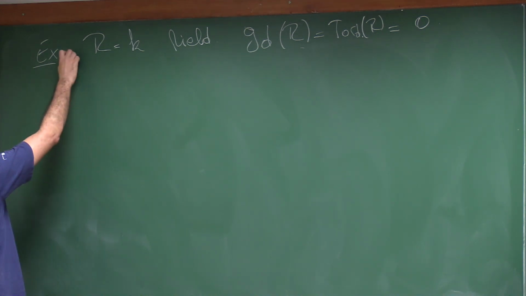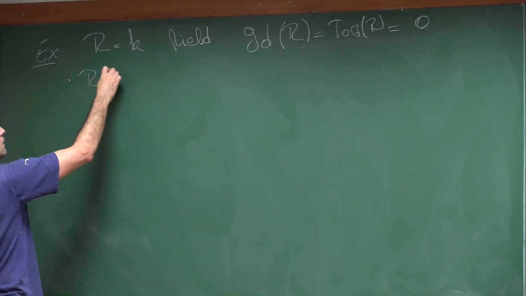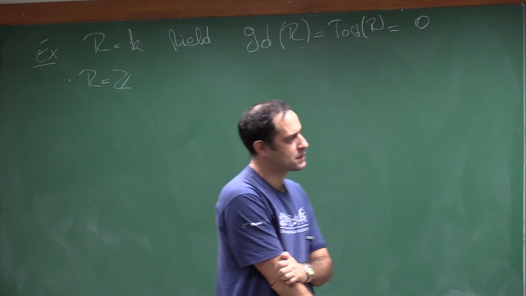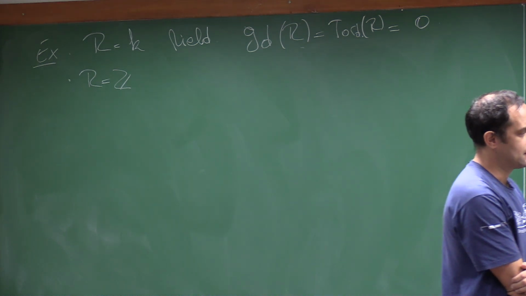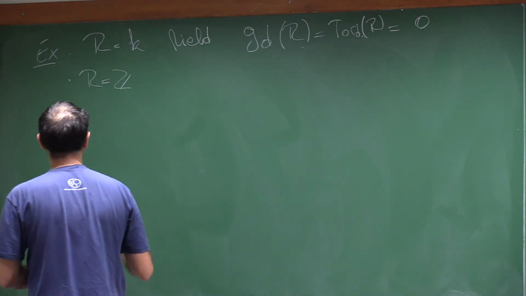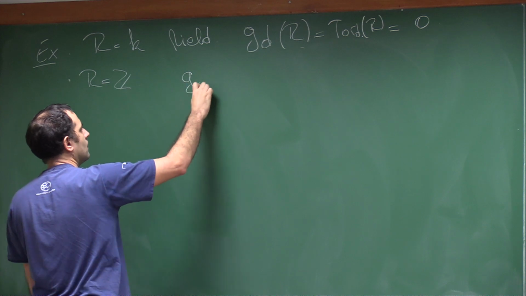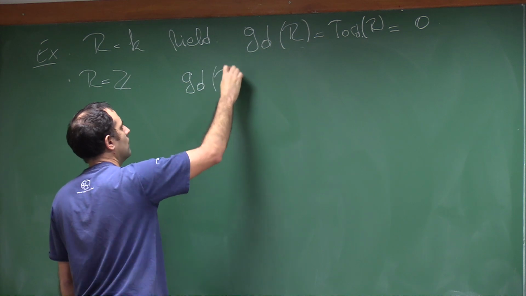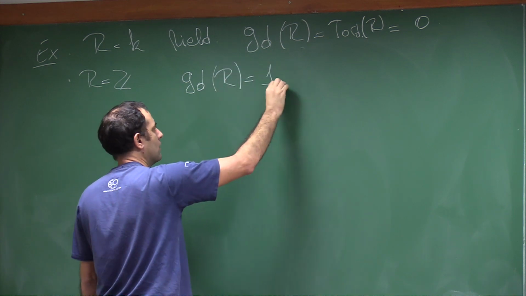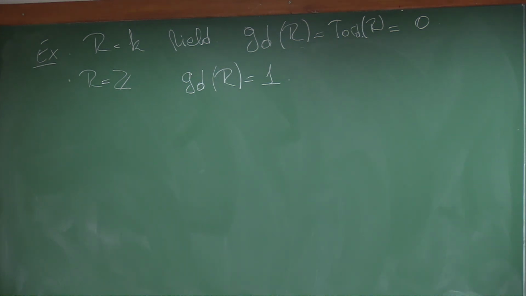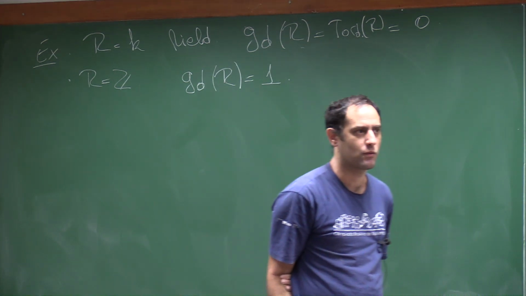But now if the ring is Z, then the situation becomes interesting because, well, at least it's non-zero. We know that we have resolutions of length 1. So I've proven that any abelian group has an injective resolution of length 1 and it has a projective resolution of length 1.